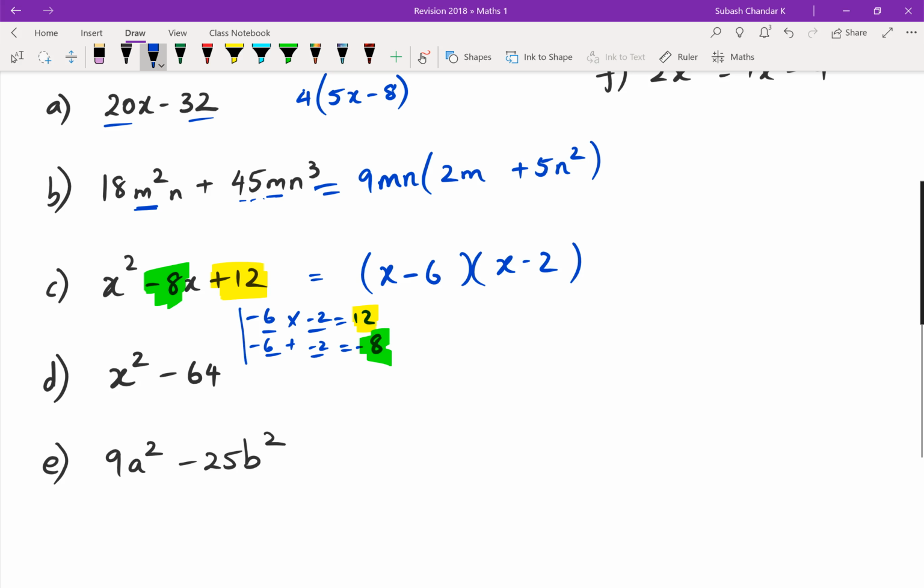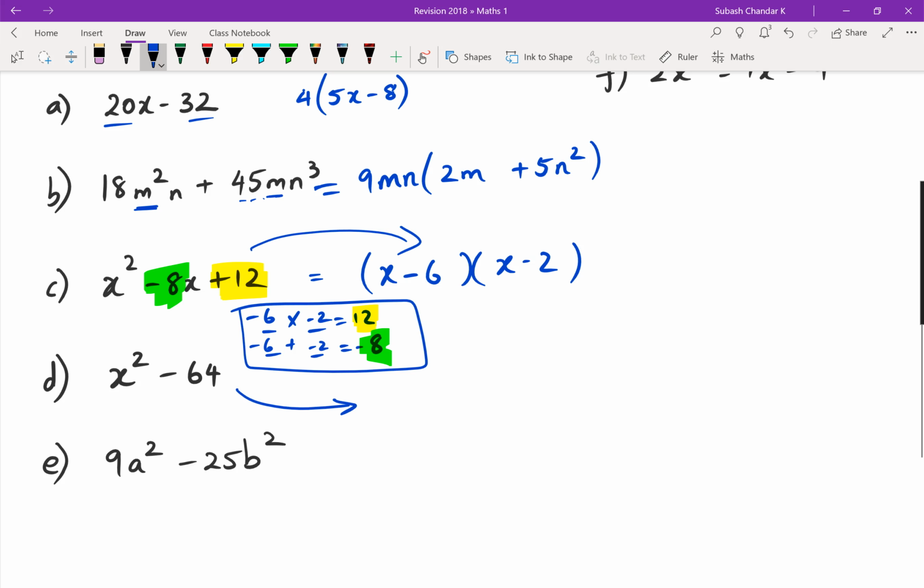Okay? You don't have to do this part in the box here. You can go directly from here to here. If you do problems like that on a regular basis, you'll know what 2 numbers multiply to 12 and add up to negative 8. Kind of just get used to the idea.